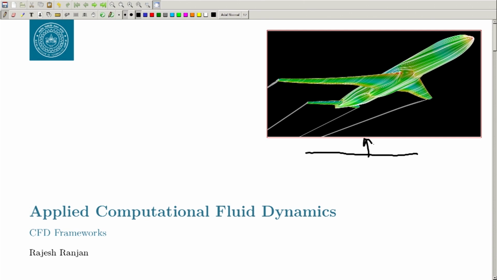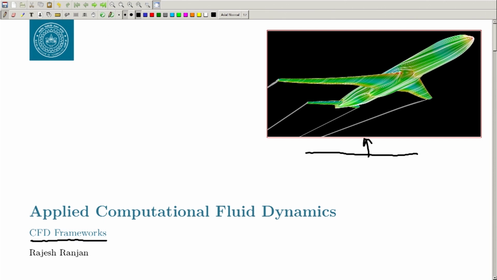So, we need to match both the qualitative and the quantitative results before we are good to go for a new geometry or new flow. So, today we are going to discuss the CFD frameworks. What do we mean by CFD framework?